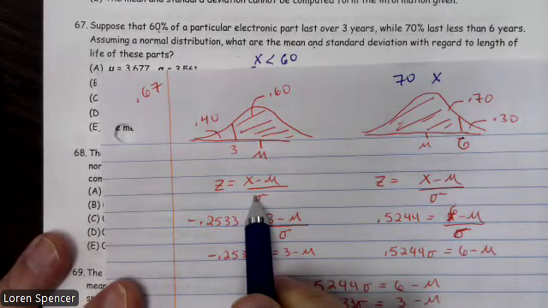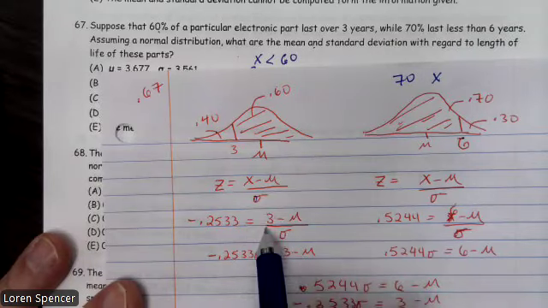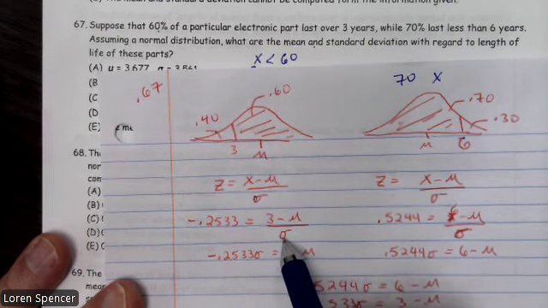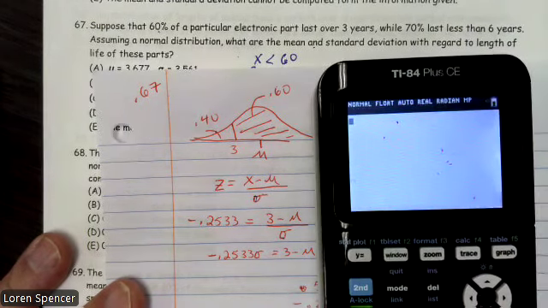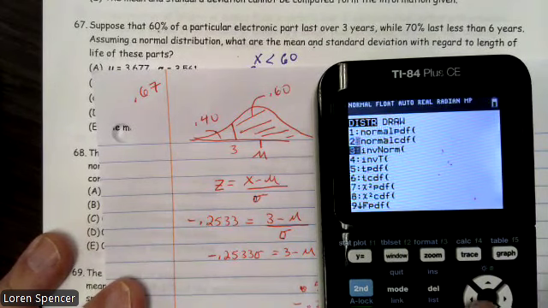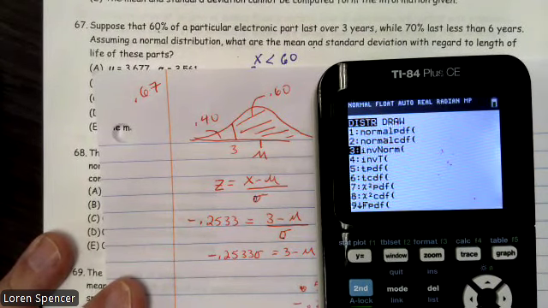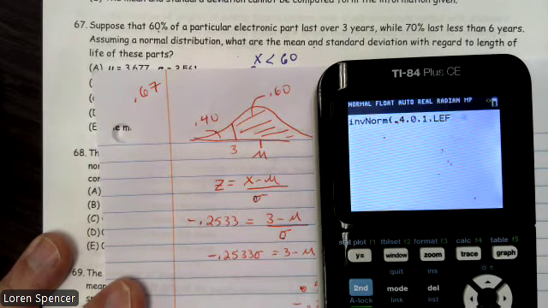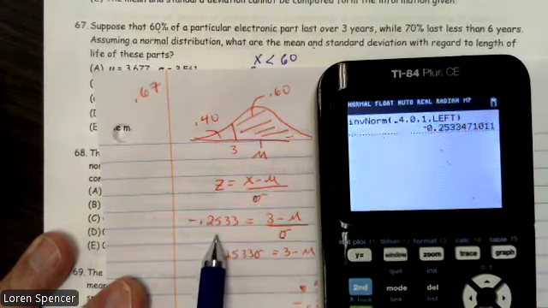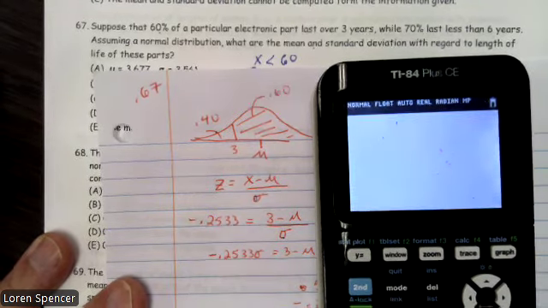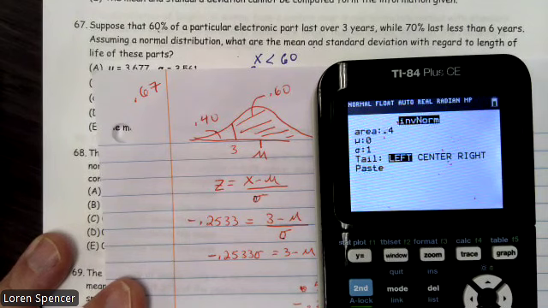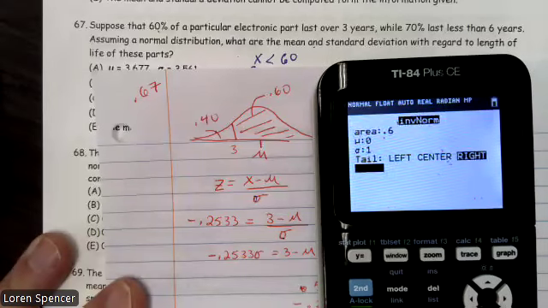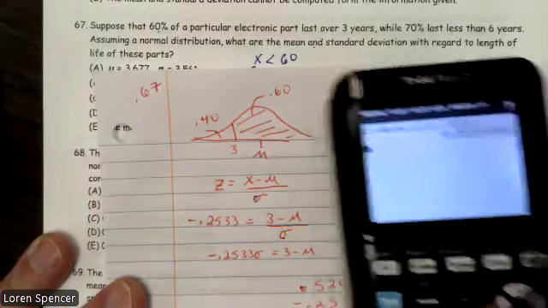Well, once again, I put my organizer, my Z equals X minus mu, and I start plugging in. I know my X is 3. We don't have our mean. We don't have our standard deviation. But if I do a second vars, inverse norm of 0.4, we get negative 0.2533. And once again, just a reminder, second vars, inverse norm. I could change it to the 0.6, but I'm shading from the right at that point. Make sure it has the right, and I'll get exactly the same thing.